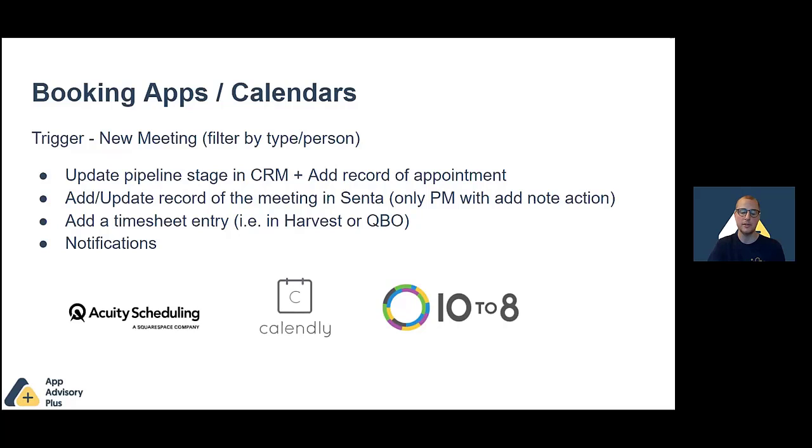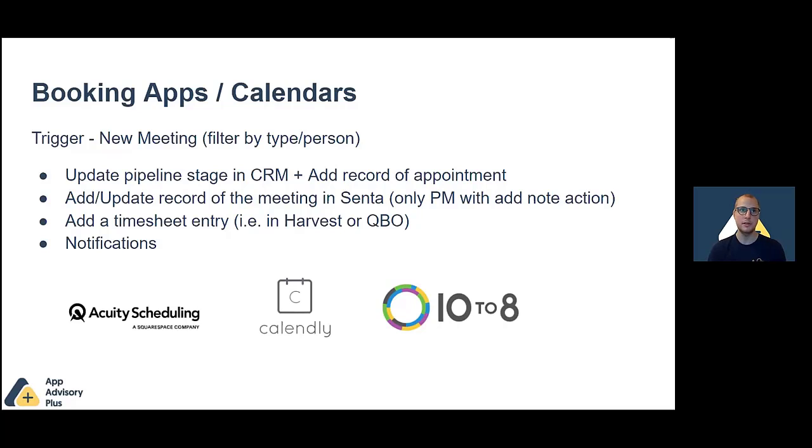So I guess lots of us are now using booking apps. I've shown a few examples there on the screen. One of the real key things you can do with this, if it's a booking to do with your lead management, so someone has contacted you and they're interested in joining your accountancy practice, and you're using a pipeline CRM such as Pipedrive, is that when they've booked that meeting, you could update the stage of the lead. They're no longer a lead, they've now booked a meeting, and you could add a record of that appointment.